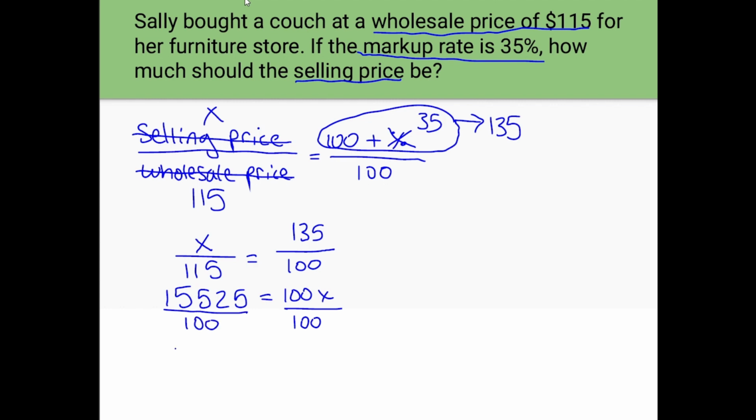So I get 155.25 equals x. And I'm talking about money here. We're talking about the selling price, so I'm going to put my dollar sign in front. Sally bought it for $115. Now we're going to mark it up, and she's going to sell it for $155.25. That makes sense. Sally's going to still stay in business. Good job.